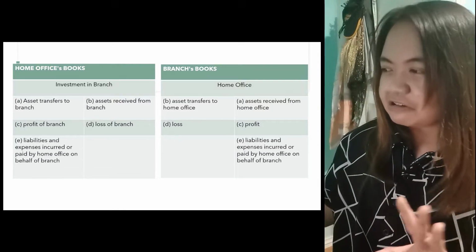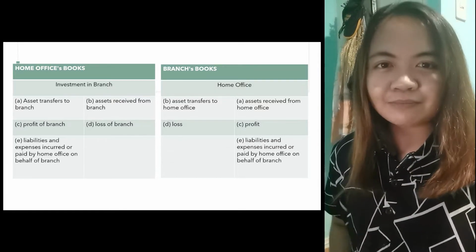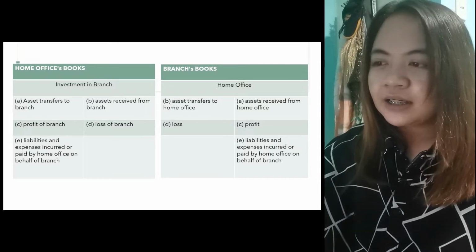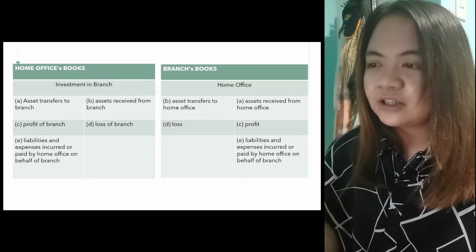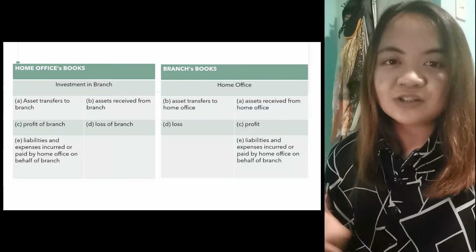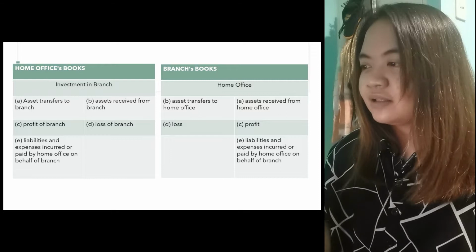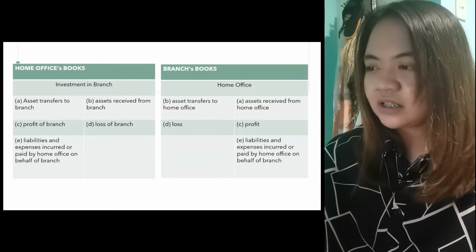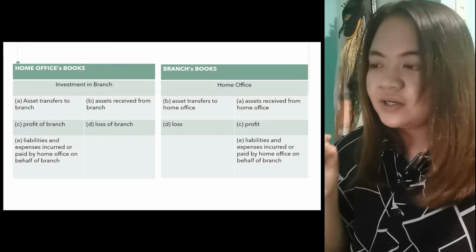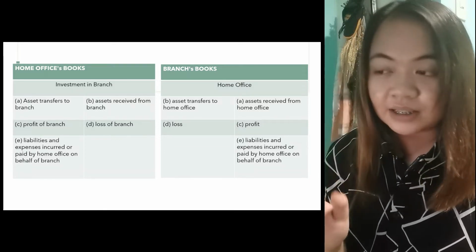Ma'am, bakit may letters? Yung kasi yung counterpart niya sa kabila. Look for letter A. Assets transfers to branch. Kay home office, letter A niya is naka-credit. Assets received from home office. So, yun yung counterpart. Letter B, assets received from branch. Tingnan niyo yung assets transfers to home office. Naka-debit siya sa home office. Ang loss, naka-debit din.